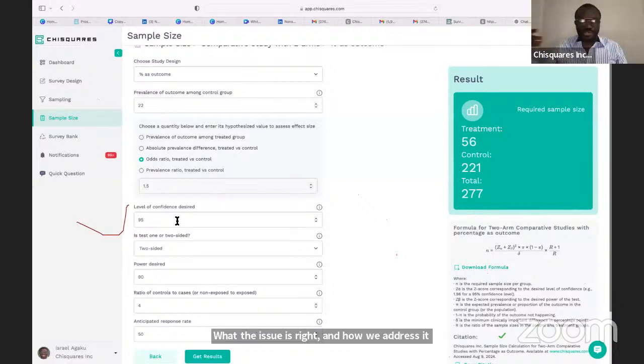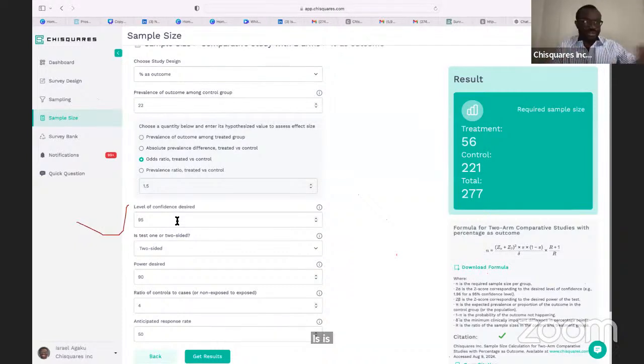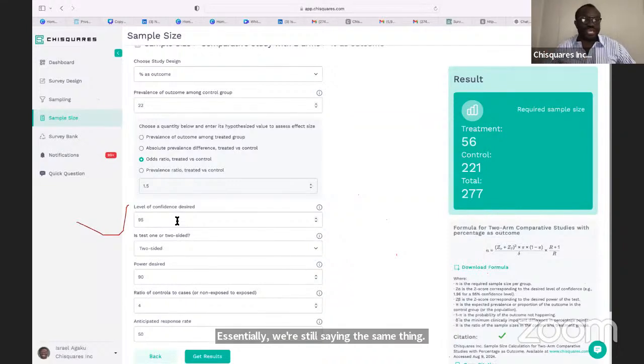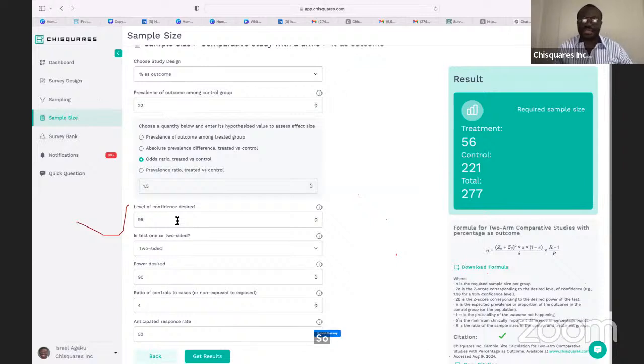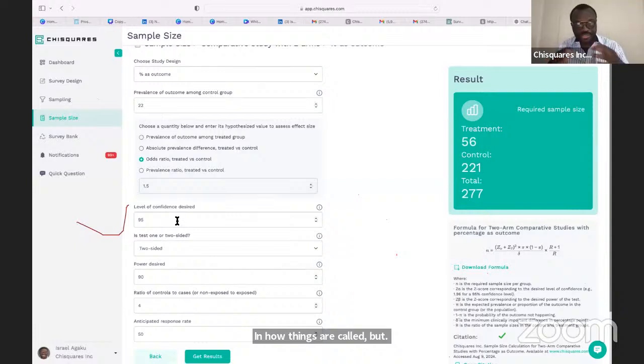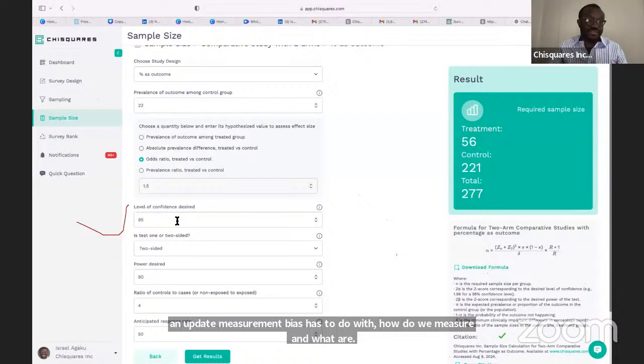So whether we call it information bias or measurement bias, that could be subject to discipline or different experts with different opinions. But essentially, we're still saying the same thing. So I definitely agree with you that there's quite a lot of variability in how things are called. But at the end of the day, measurement bias has to do with how we measure and what the sources of error are. And we can classify those kinds of errors in different ways, right?